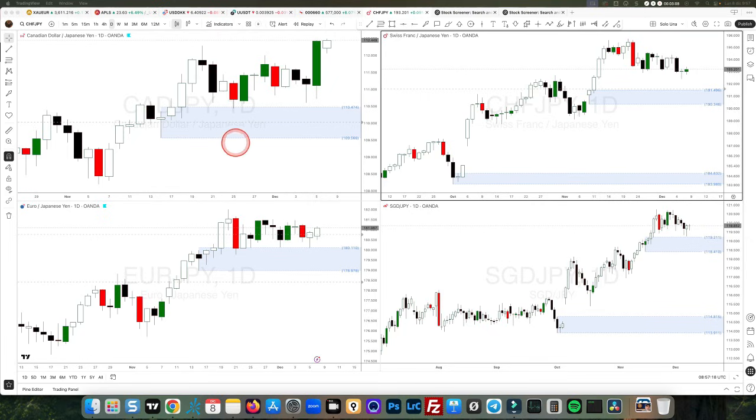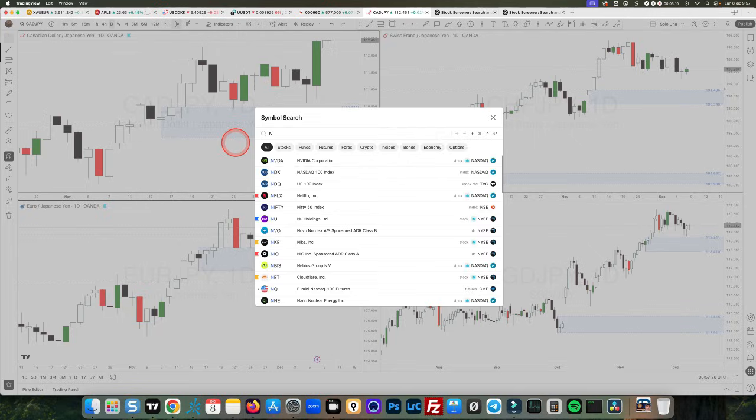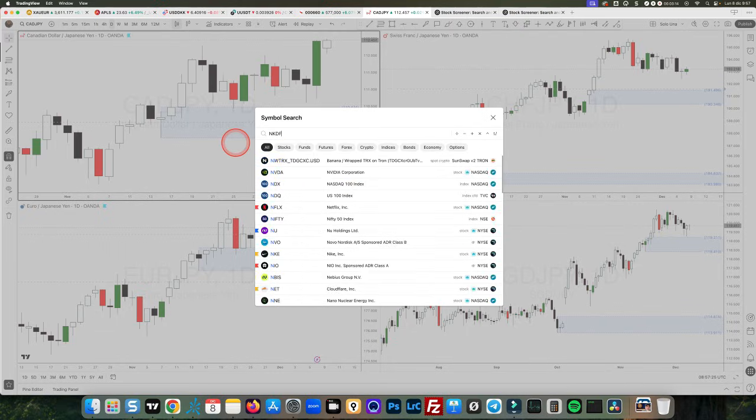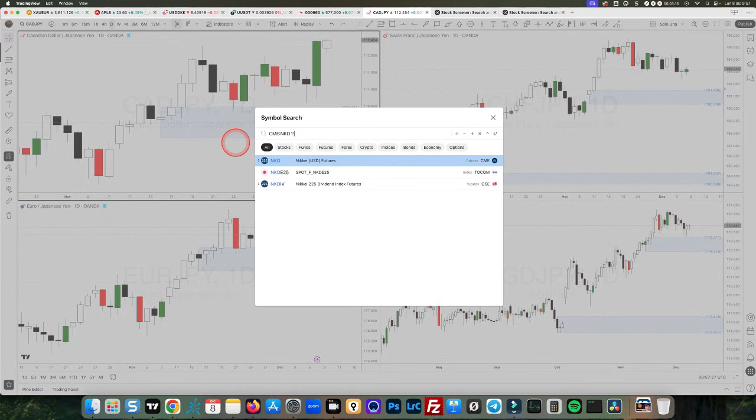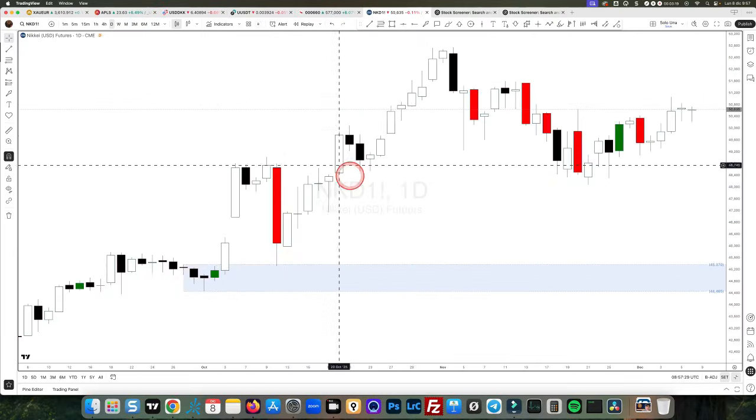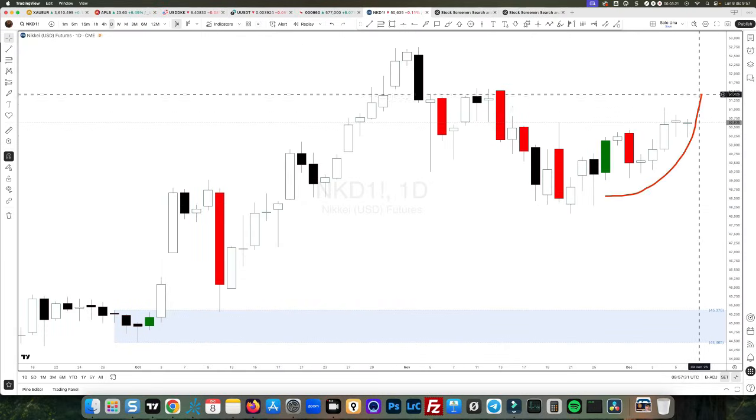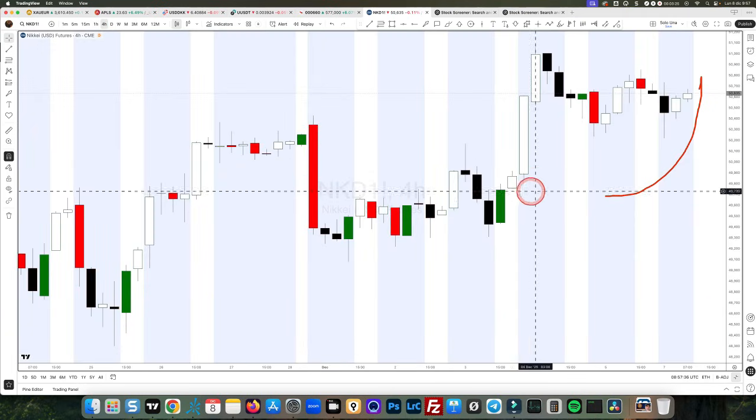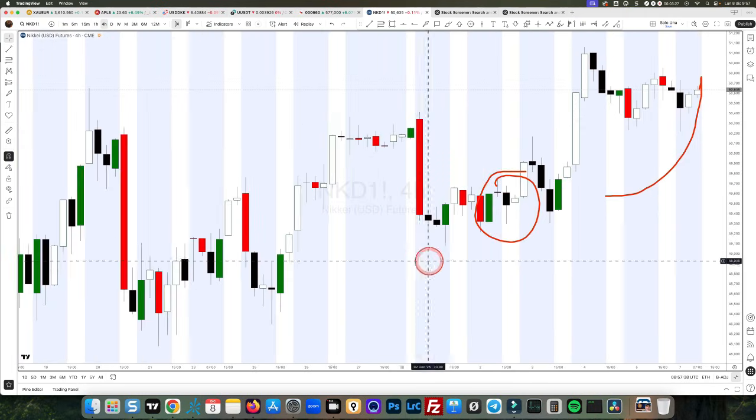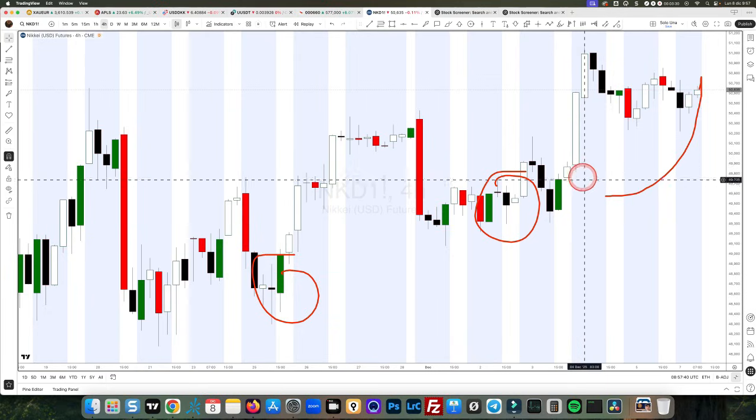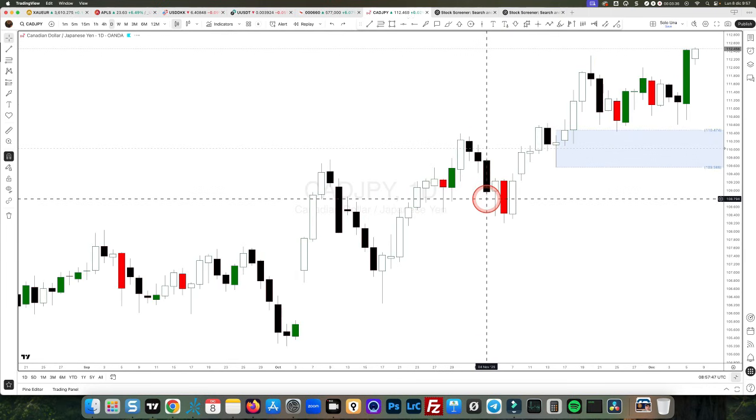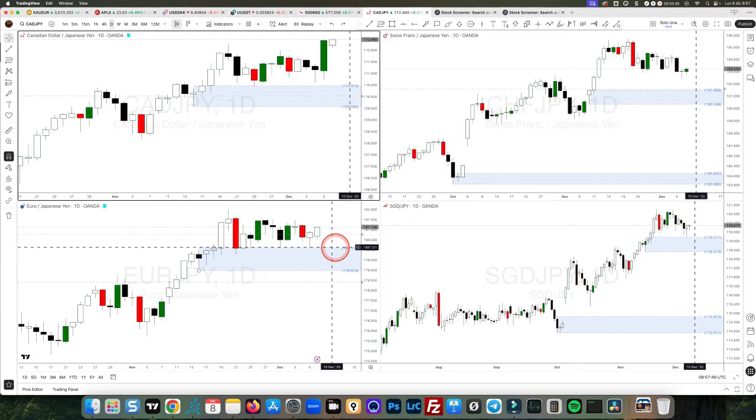So the bigger picture: the Nikkei index is bullish. I'm going to take a look at the Nikkei futures. Nikkei futures is trying to rally and create new demand levels on the 4 hour. Probably we're going to have one exactly right there. We have one here, but price didn't pull back. Another one at around 48,800.